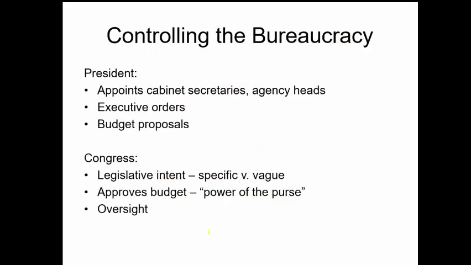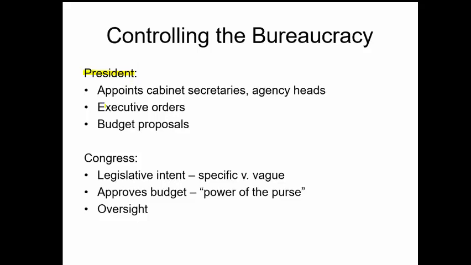Now, very quickly, how do we control this bureaucracy? The president, he's in charge of it. How does he try to control his own branch? Because I said before, he's got over 4 million people that he's over. In fact, he's the boss of. He can't possibly know what they're all doing.